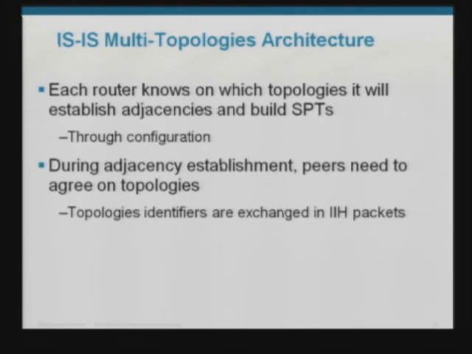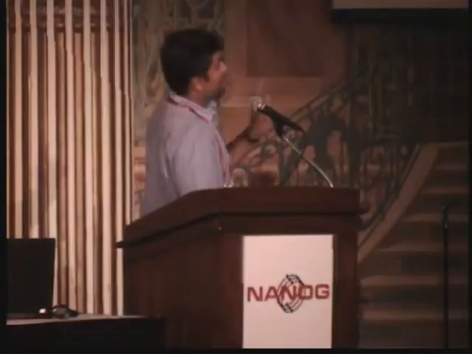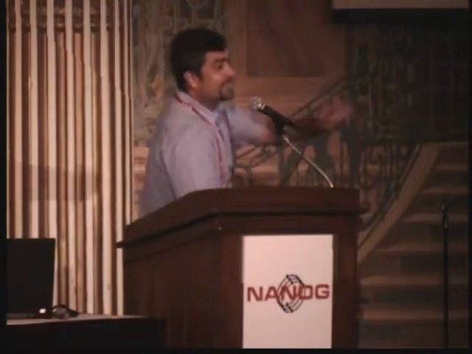So each router knows which topology it will establish an adjacency with, and that's done through configuration. During your adjacency establishment, peers need to agree on the topologies. So you exchange the topology identifiers through IIH, intermediate system to intermediate system hello. You send on IIH that I want to establish this topology, and you will agree on the topology that you're trying to build.